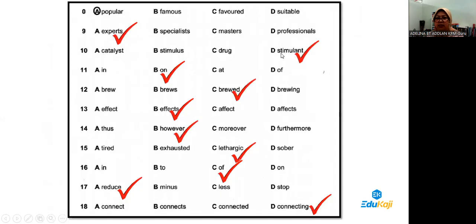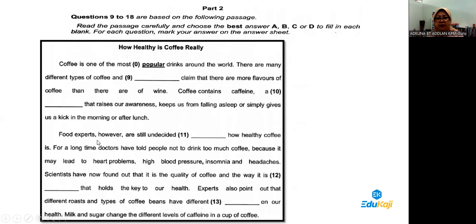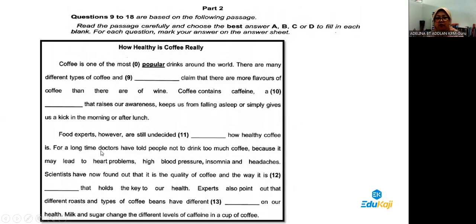Yes, the answer is stimulant. It makes us create awareness. We become more alert. Okay, another word is alert. Okay, number 11. Alright. Food experts, however, are still undecided. What? The answer is on how healthy coffee is.